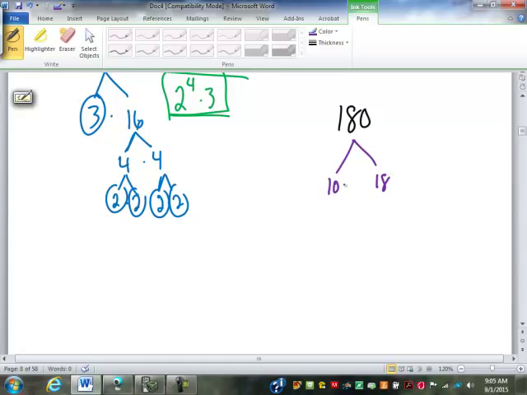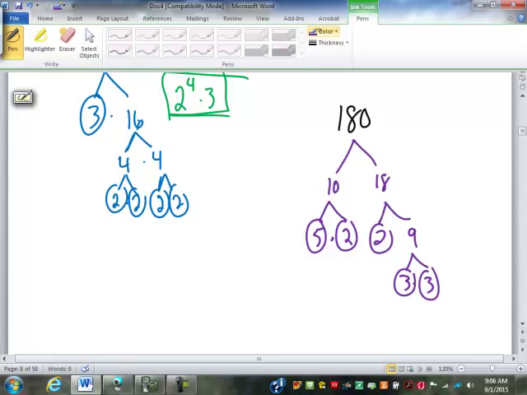So neither one of those is prime, so I have to keep going. 10 splits into 5 times 2. Both of those are prime. 18 can be just divided by 2, so 2 is prime, leaving me with 9. 18 divided by 2 is 9. 9 splits into 3 times 3. So 180 is 2 times 2 times 3 times 3 times 5.